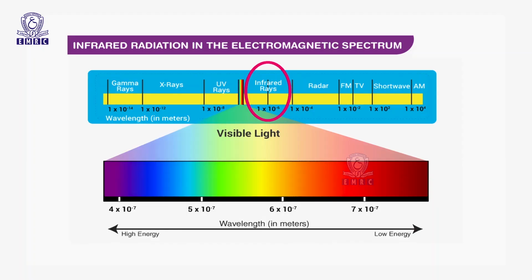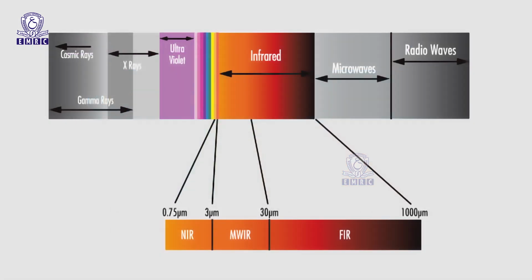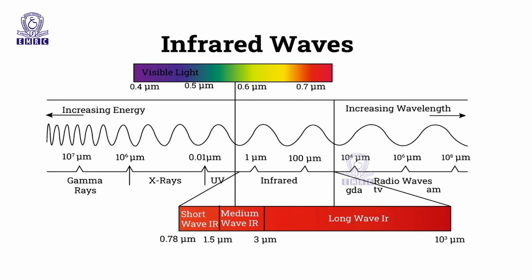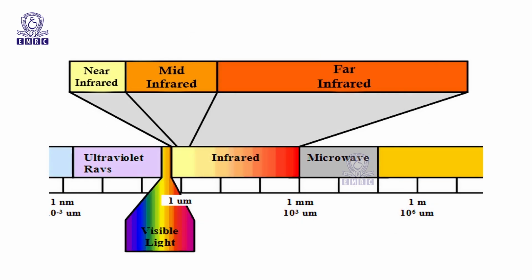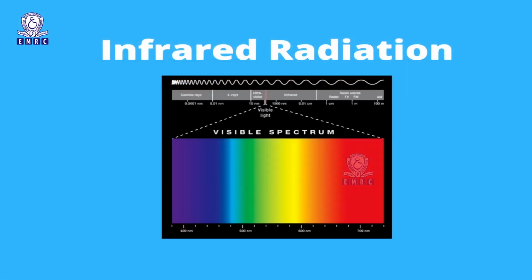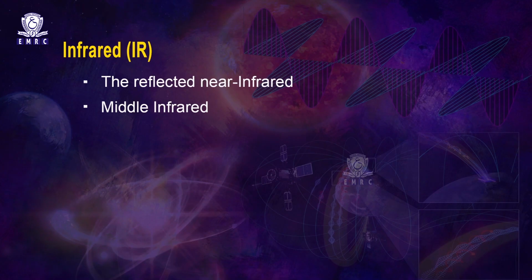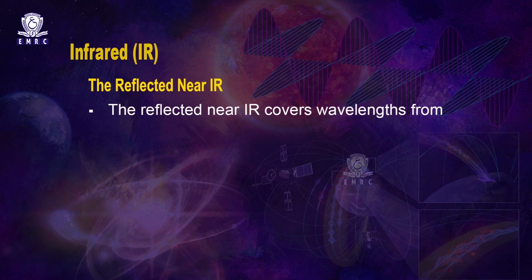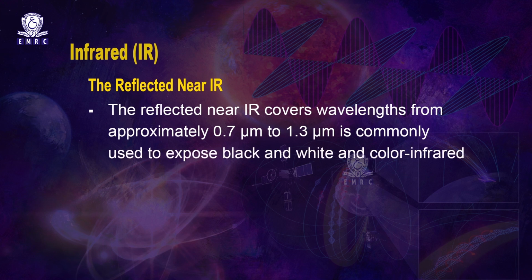Infrared. The next portion of the spectrum of interest is the infrared region, which covers the wavelength range from approximately 0.7 μm to 100 μm, more than 100 times as wide as the visible portion. The infrared can be divided into three categories based on radiation properties: the reflected near infrared, middle infrared and thermal infrared. The reflected near infrared covers wavelengths from approximately 0.7 μm to 1.3 μm.